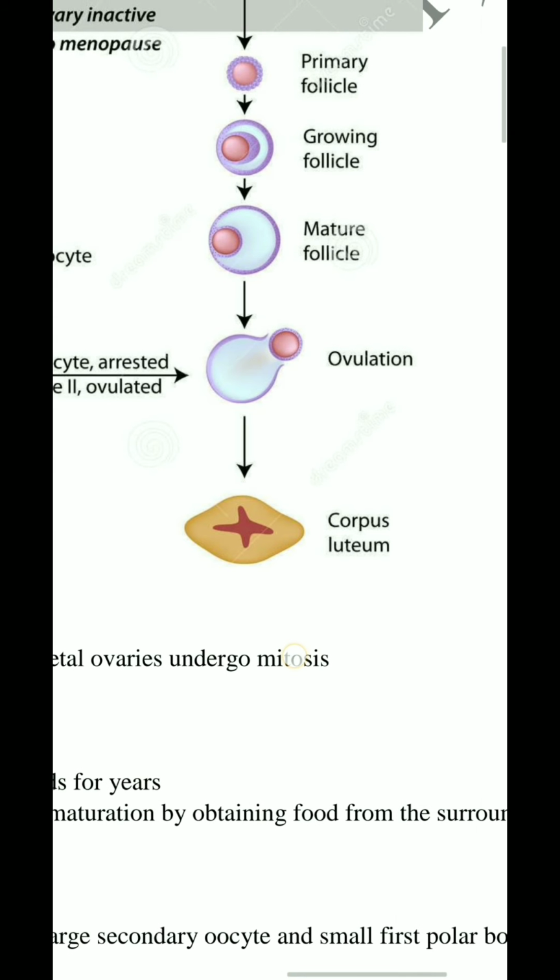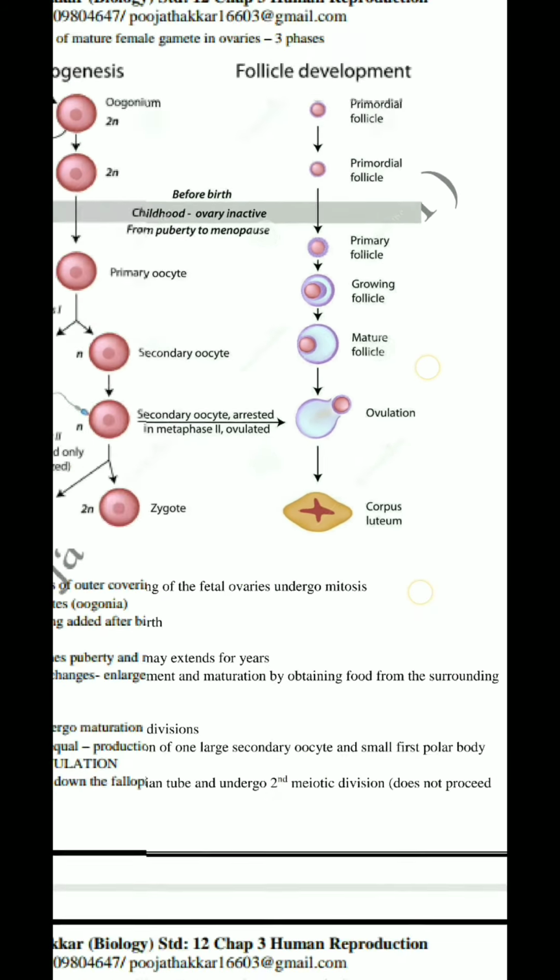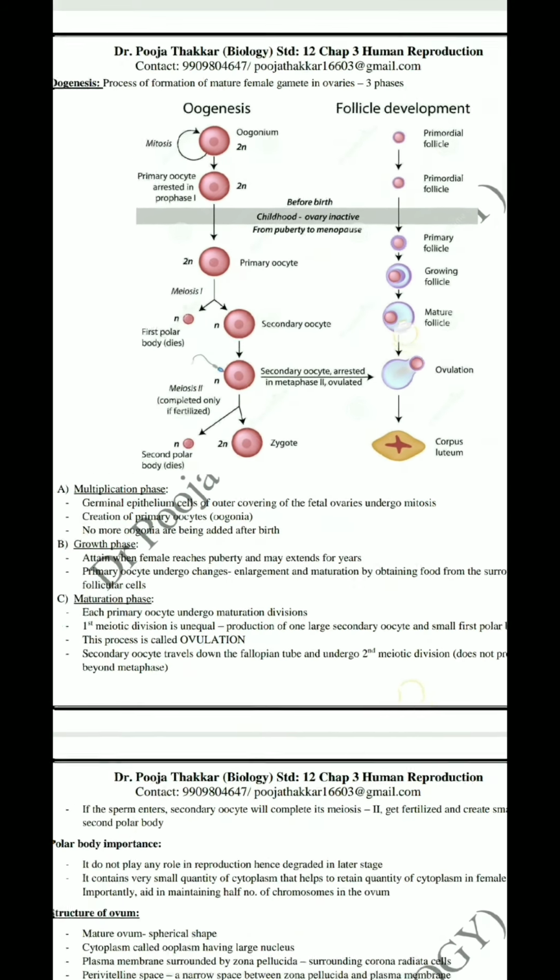But in case the fertilization has not occurred, this particular corpus luteum will get degraded, that will get ruptured, and that will form corpus albicans, which is not at all releasing any kind of progesterone because no pregnancy is there. And finally, the process ends.